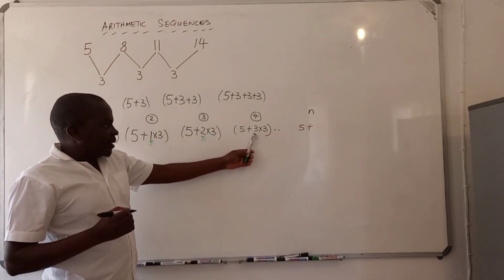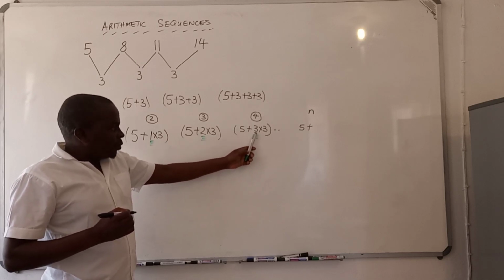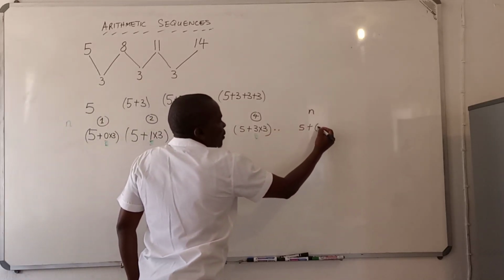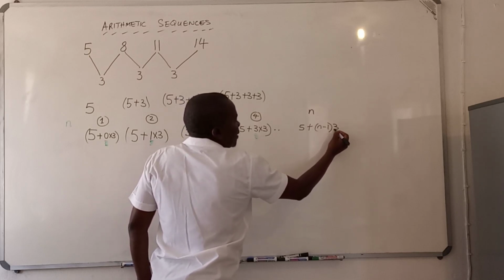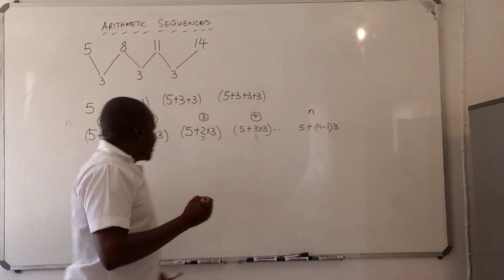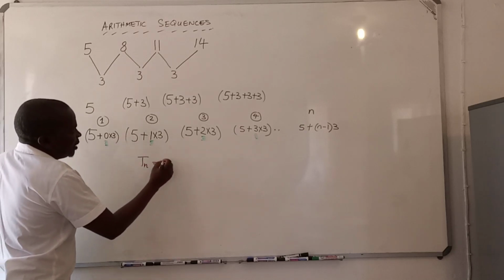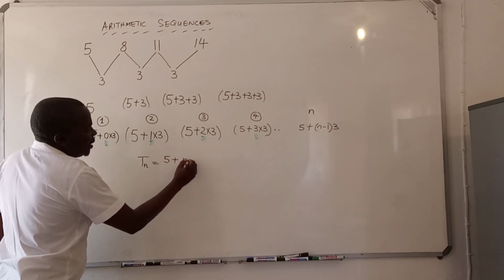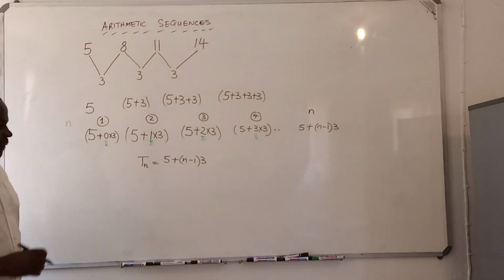I need to emphasize that position. It is the position minus 1. We'll get the coefficient of 3. But now our position is n, so we can put it in brackets and say position minus 1 multiplied by 3. So this is the nth term. In other words, any term of this sequence can be represented by 5 plus n minus 1 multiplied by 3.